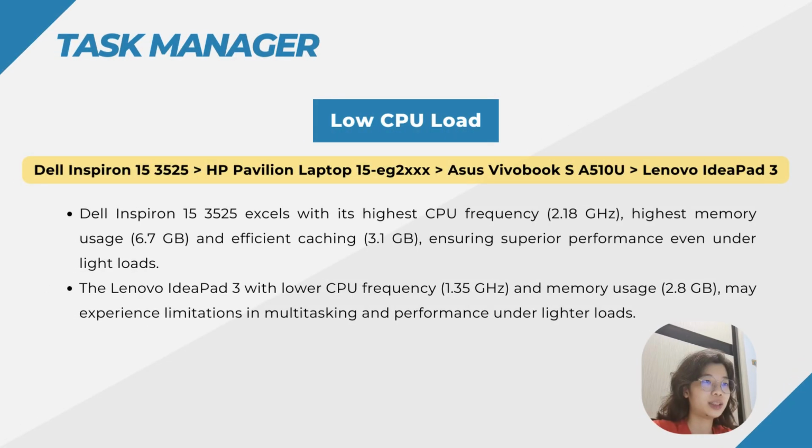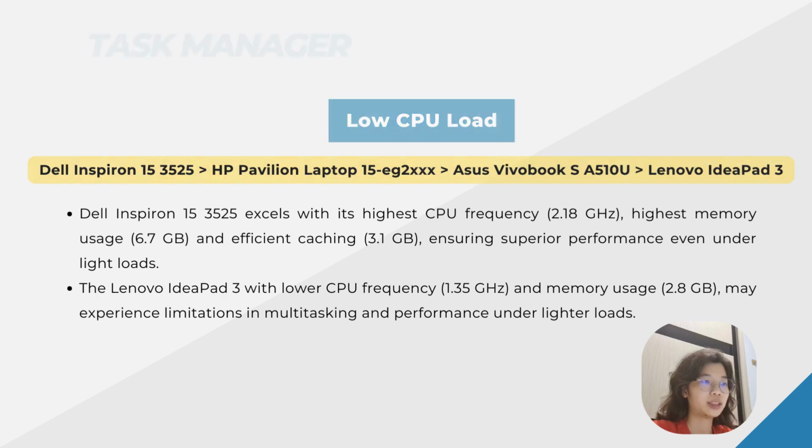Let's see the analysis using Task Manager under low CPU load. The Dell Experience leads with 2.18 GHz CPU frequency, 6.7 GB memory usage, and 3.1 GB efficient caching, ensuring superior performance. This is followed by the HP Pavilion and then the Asus VivoBook. The Lenovo IdeaPad 3, with its lower specs, may face performance limitations.